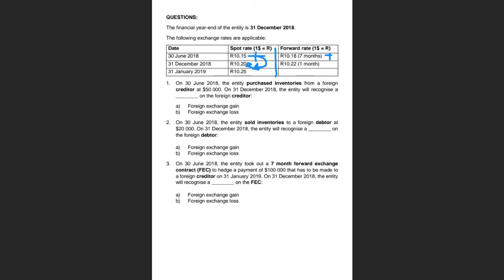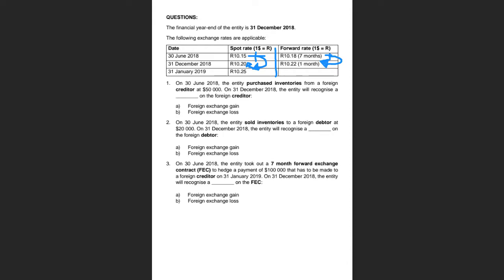We took it out on the 30th of June, and then a similar FEC for the same amount at year end would have cost us that. So have we made a gain or a loss on the FEC? Have we made a gain or a loss, right? So let's rationalize it. Let's think about it.